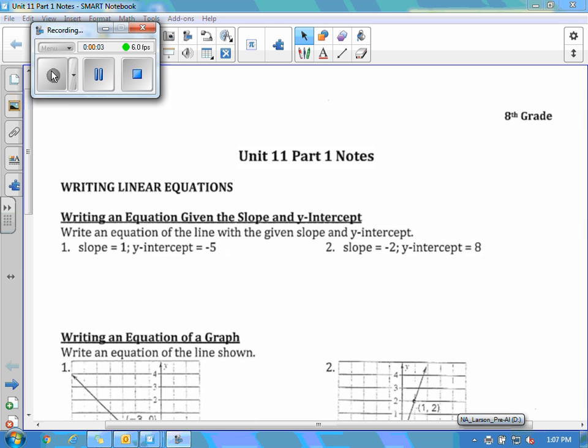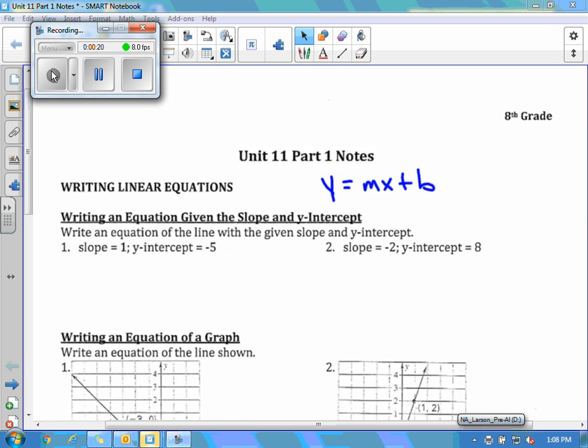In Unit 11, Part 1, we are going to look at how to write linear equations given different situations. So when we say write linear equations, we're still talking about putting them in y equals mx plus b form, which we learned about in the last unit.